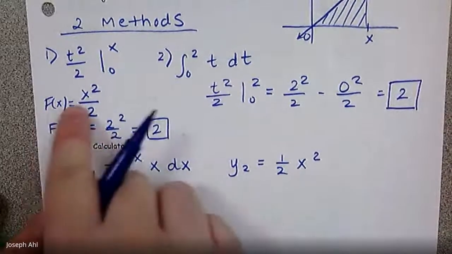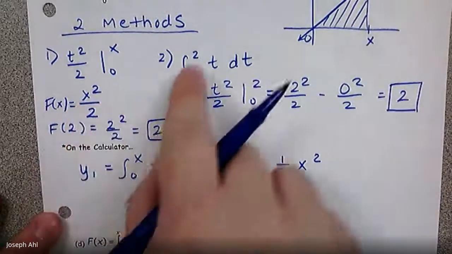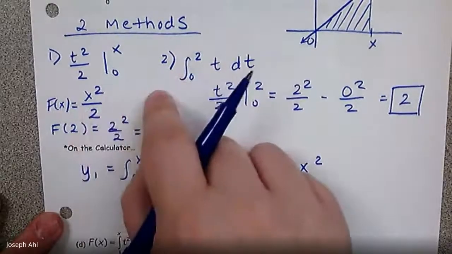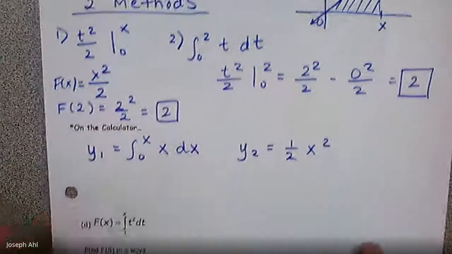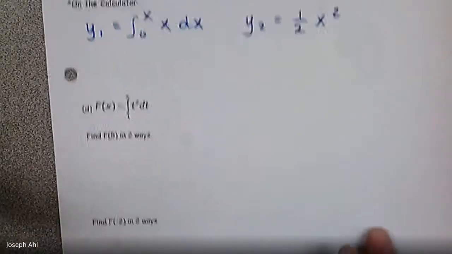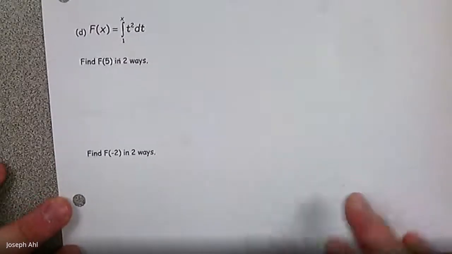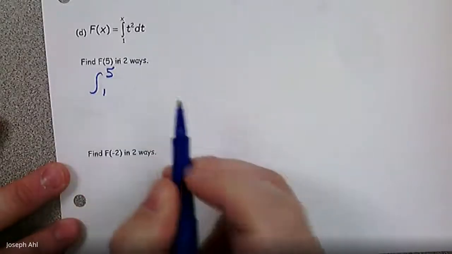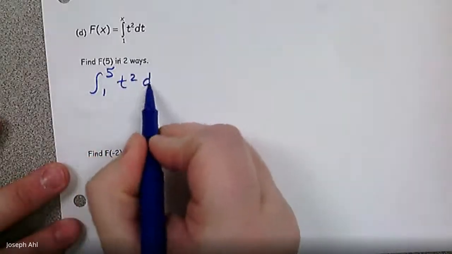So whether you want to define capital F of x in terms of x first, or just plug in the actual upper bound that you're given when you're evaluating something like f of 2, it really doesn't matter as far as how we get that answer. So just to practice with that concept, find f of 5 in two ways. Well, we can find in one instance the area from 1 to 5 of t squared dt.